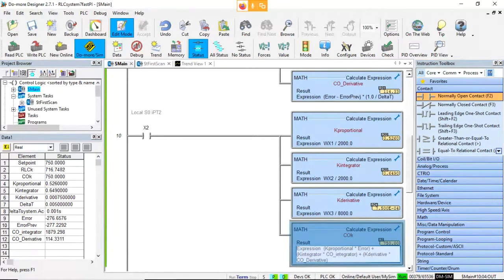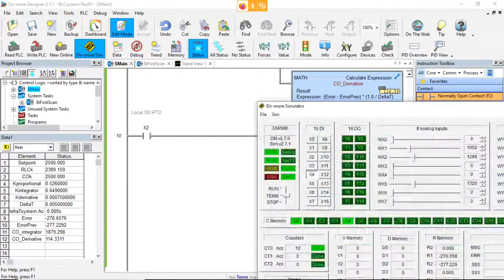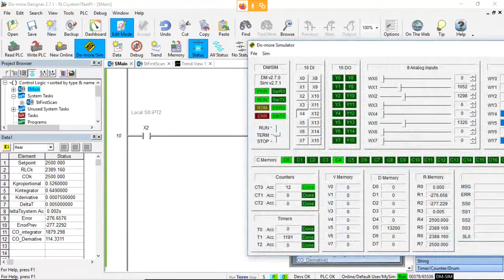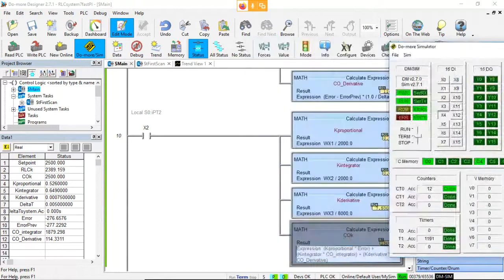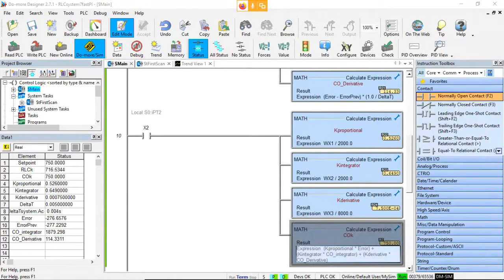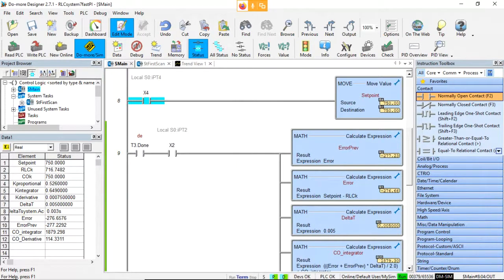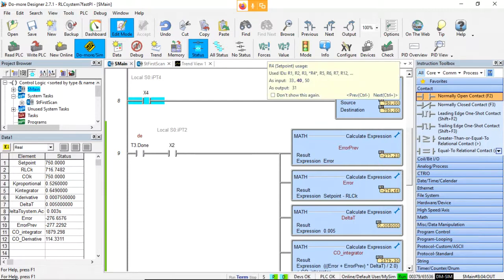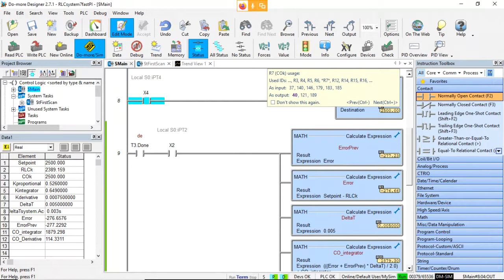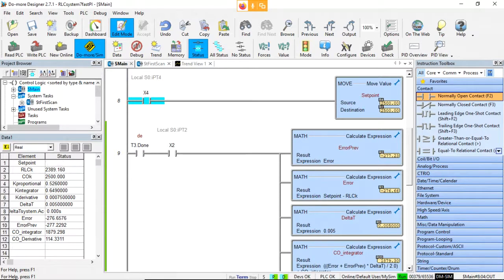And so right now we just have the open loop. Okay, so the simulator is running an open loop. So we see that it's got X4, and all X4 is doing is outputting the set point to be the control out. Okay, so this is open loop. So the set point is just hard set to the output. And so it's just 2500.